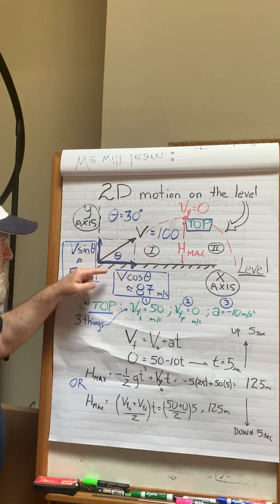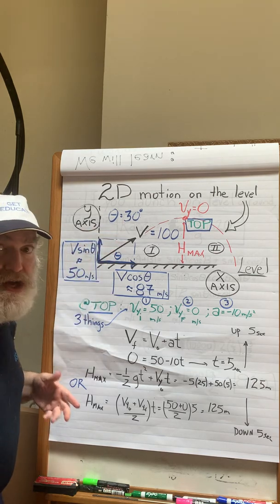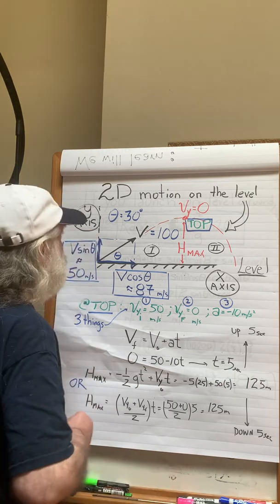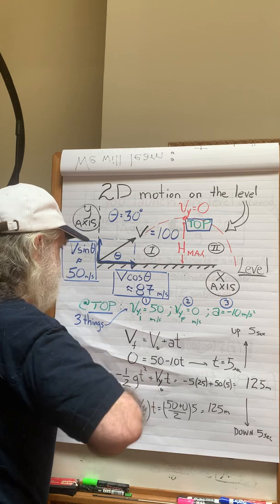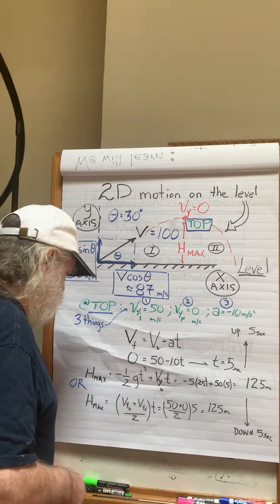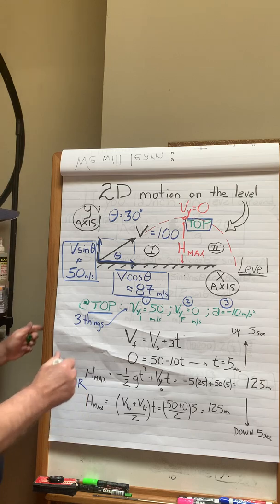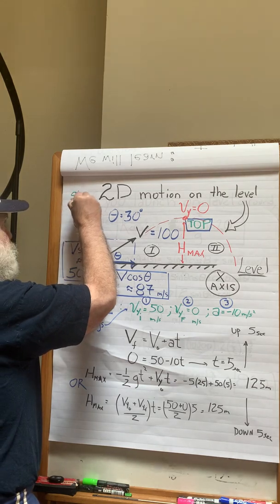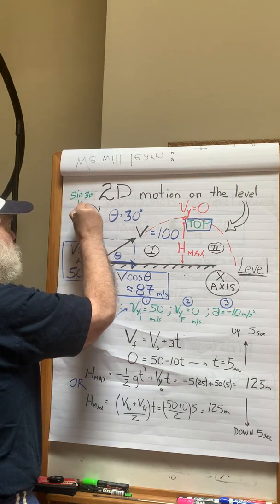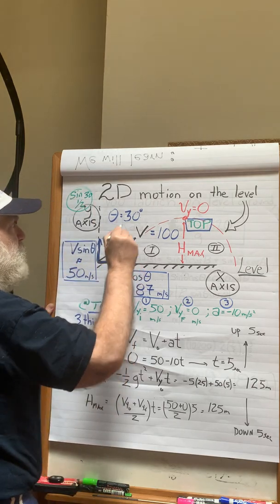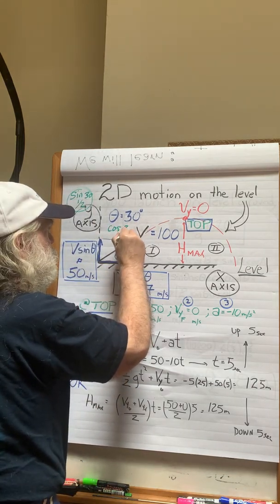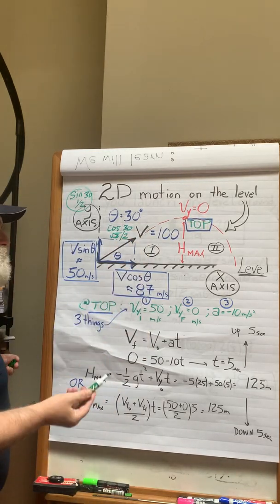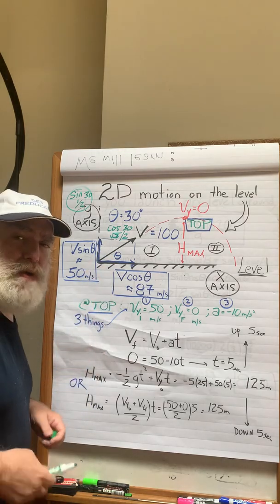The velocity is 100 at an angle of theta, which I put at 30 degrees because we know the sine and cosine of 30 degrees. The sine of 30 degrees is a half. I don't think I wrote that anywhere. And the cosine is the square root of 3 over 2. So the sine of 30 is a half, and the cosine of 30, so we can write it here, is the square root of 3 divided by 2, which is about 0.87. Remember, square root of 3 is 1.73.